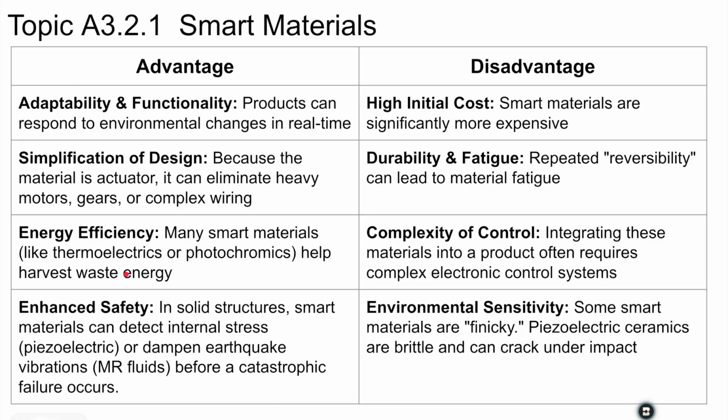Let's talk about some advantages and disadvantages when we are using smart materials. They have a lot of adaptability and functionality, so the products can respond to the environment changes in real time. It can help to simplify a design because the material can actually become the actuator, and so it can eliminate heavy motors and gears and complex wiring. There's energy efficiency. Many smart materials like thermoelectric and photochromatic can help harvest waste energy.